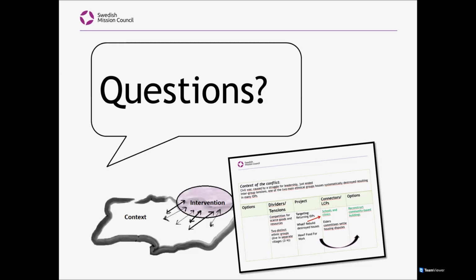I have a question here. Is there a difference between an analysis on conflict based on war and conflict based on crime? A great question, and unfortunately, I think it's relevant to a lot of contexts. My answer would be yes, there is a difference, and this tool is about analyzing violent conflict or war.